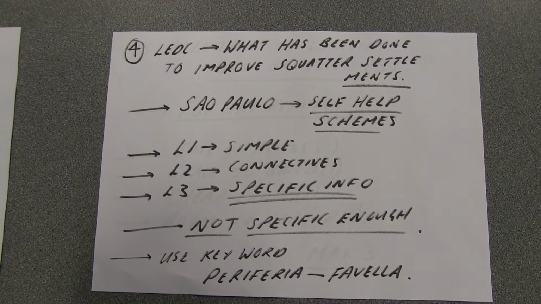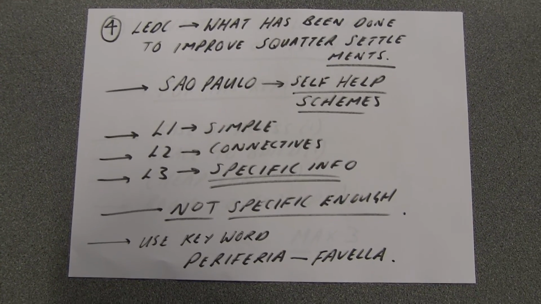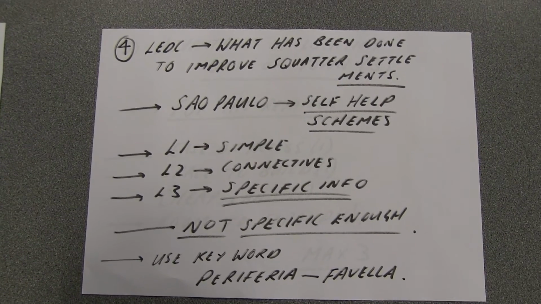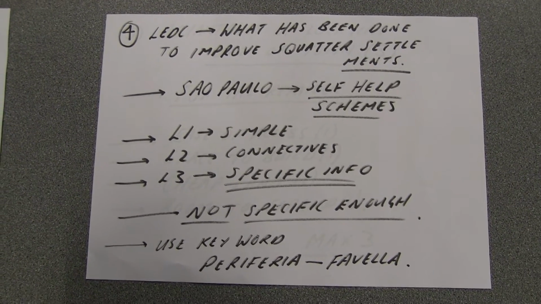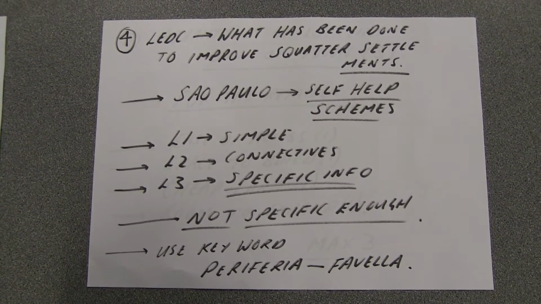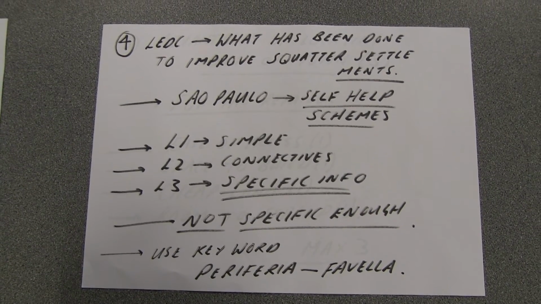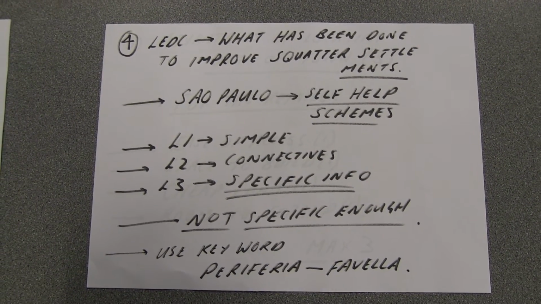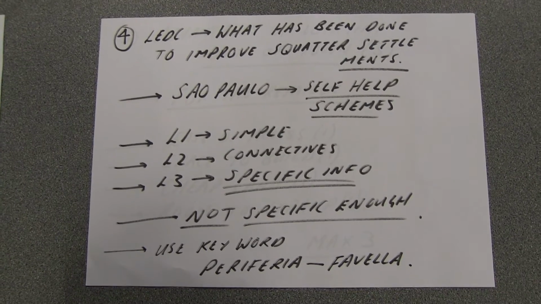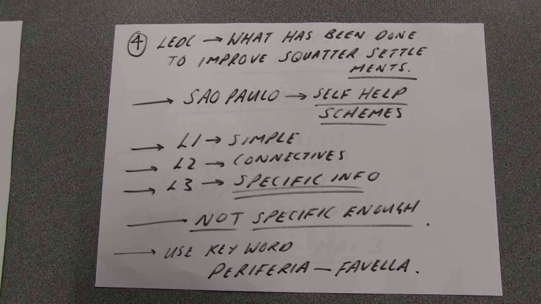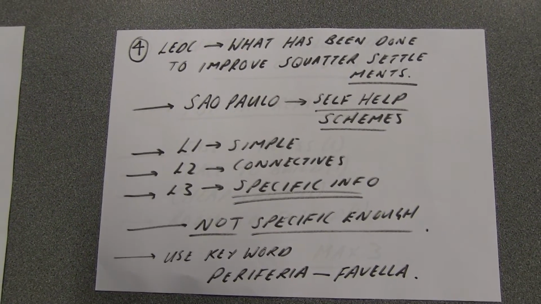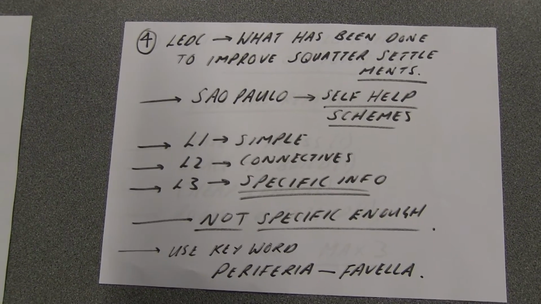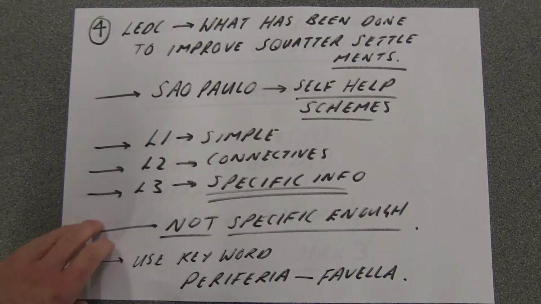Many of you were not specific enough about the self-help schemes in Sao Paulo. And that's where your revision really comes into its own in order to make sure that you can answer those questions properly. You need to make sure that you are using key words. Talk about words like periferia, or turning the favela into a periferia. Show off what you know. You know an awful lot. You need to showcase that to the examiner.